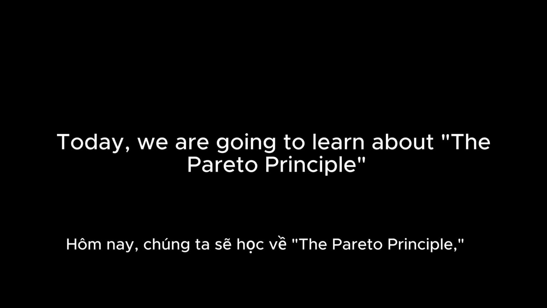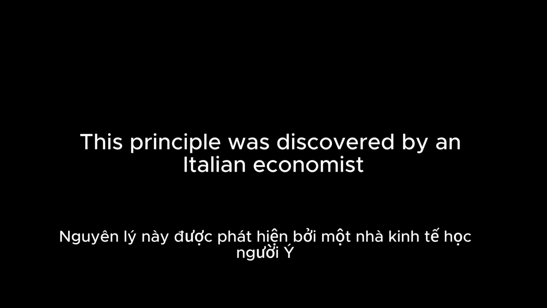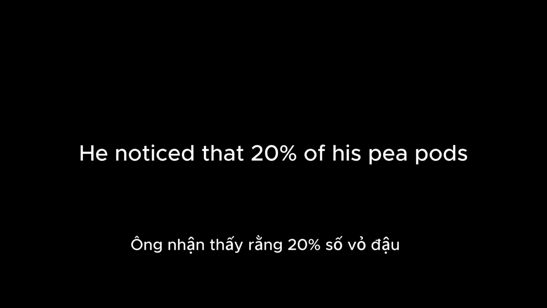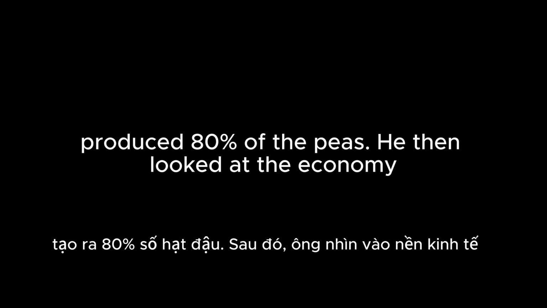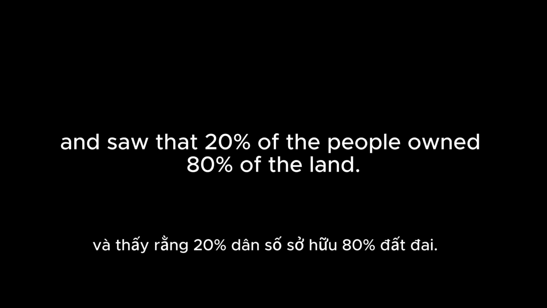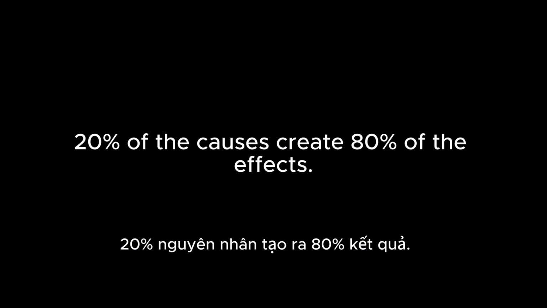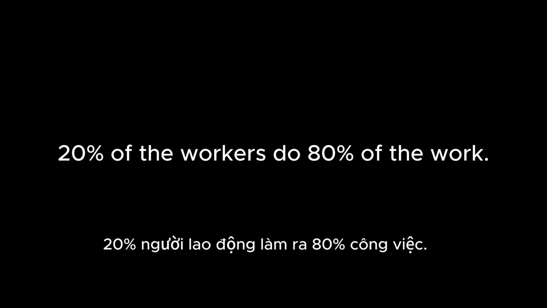Today, we're going to learn about the Pareto Principle, also known as the 80-20 rule. This principle was discovered by an Italian economist named Vilfredo Pareto. One day, he was in his garden. He noticed that 20% of his pea pods produced 80% of the peas. He then looked at the economy and saw that 20% of the people owned 80% of the land. He realized this pattern is everywhere. 20% of the causes create 80% of the effects. 20% of the workers do 80% of the work.